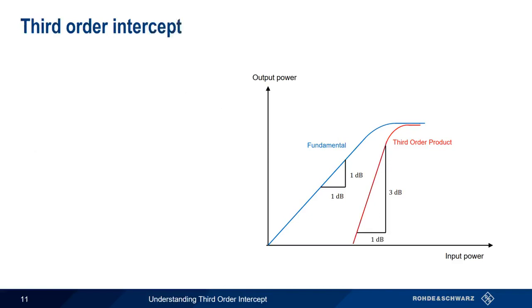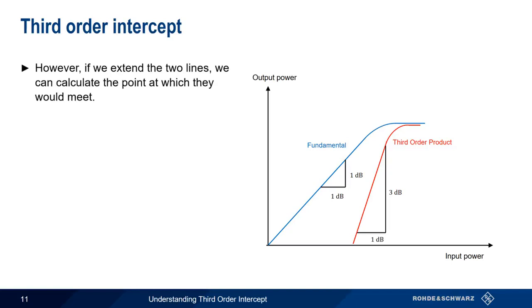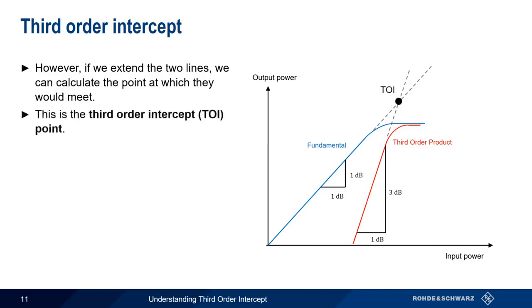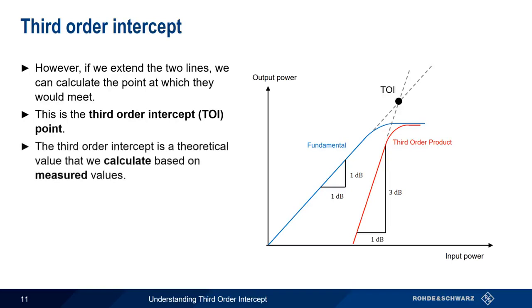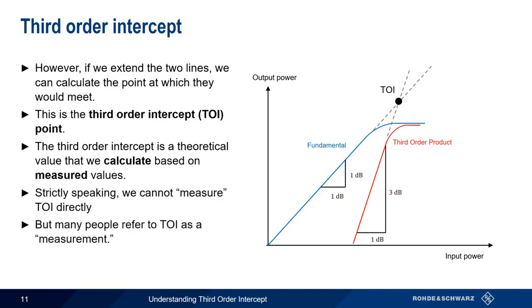We could, however, pretend that compression doesn't exist, and extend the two gain lines of the fundamental and the third-order product until they meet. The point at which they would meet is called the third-order intercept point, because this is where the third-order product power would intercept the power of the fundamental. It's important to remember that, strictly speaking, third-order intercept is a theoretical point that we calculate based on measured values. We can't measure third-order intercept directly. That said, many people do refer to measuring the third-order intercept of a device.